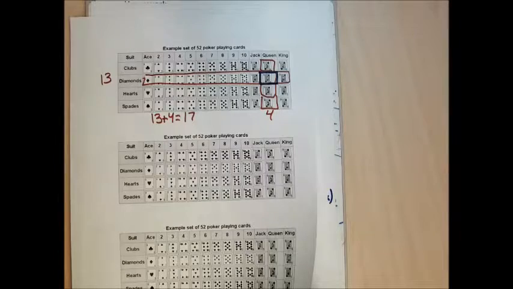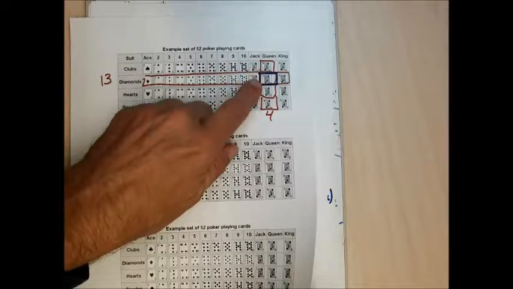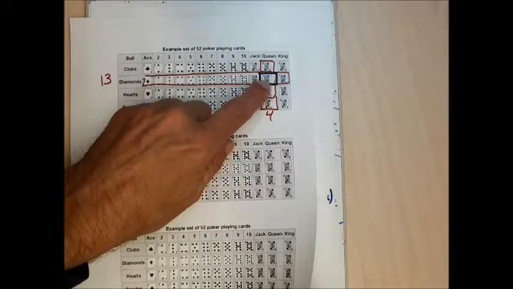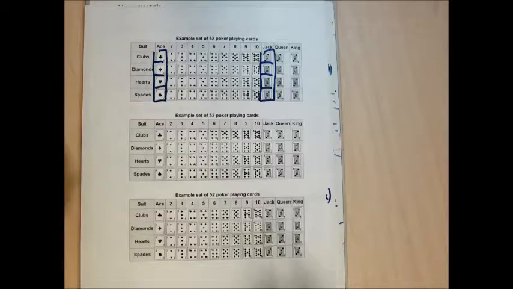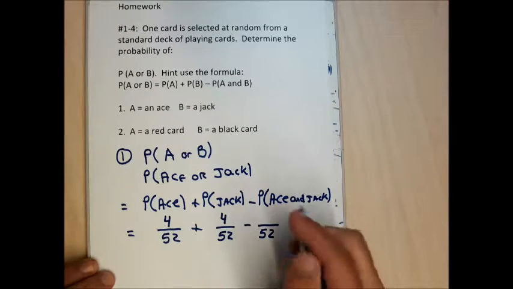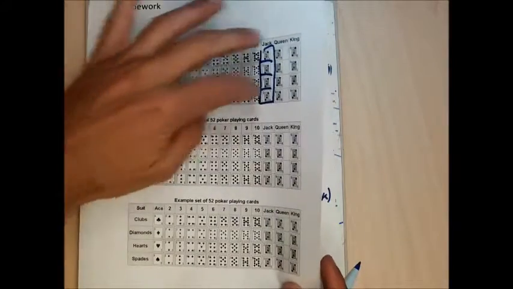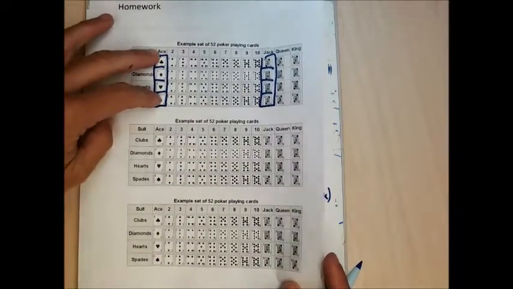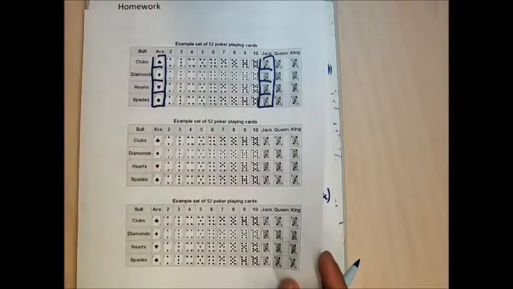When I did the AND probability for my queen and diamond problem, I had a 1 over 52, because there was one card that was both in the group of diamonds and the group of queens. In this problem, the probability of getting a card that's both an ace and a jack is 0 out of 52, because there's no one card that is both an ace and a jack, because this set of cards and that set of cards don't have any intersection.